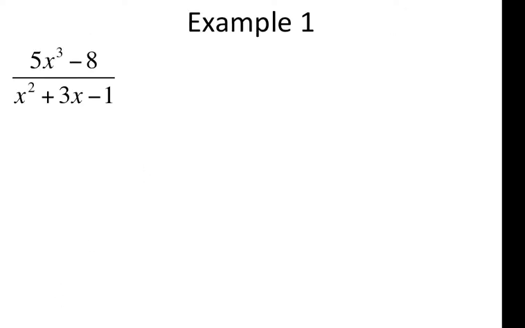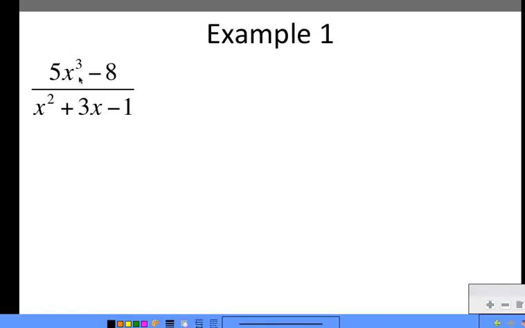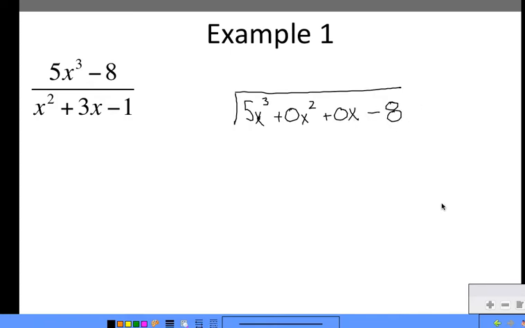Today we're going to take a look at long division, but now we're going to have some x's. So we have 5x cubed minus 8 divided by x squared plus 3x minus 1. We're going to rewrite this with the long division symbol. So we have 5x cubed minus 8, but we have to write this in standard form with all the exponents. So I'm going to add 0x squared, 0x, and minus 8. And we're dividing it by x squared plus 3x minus 1.